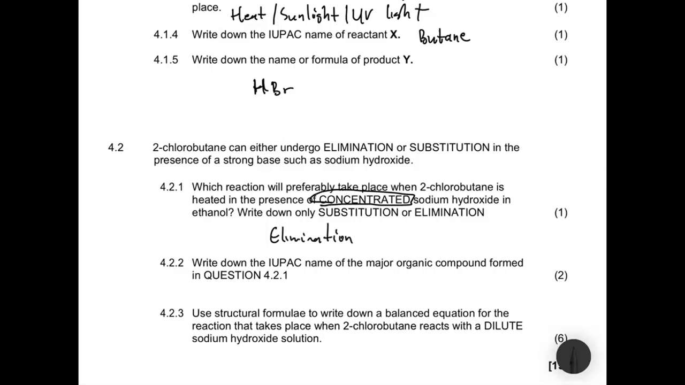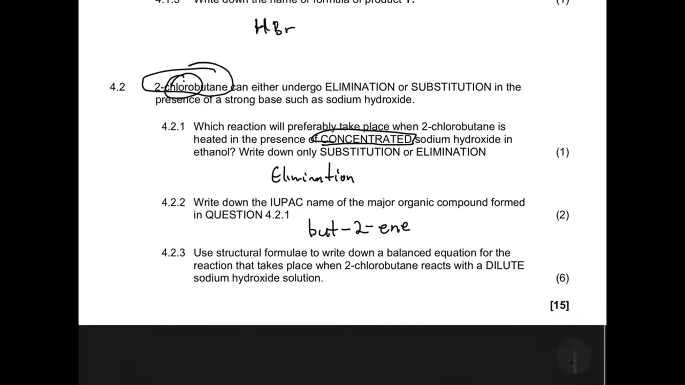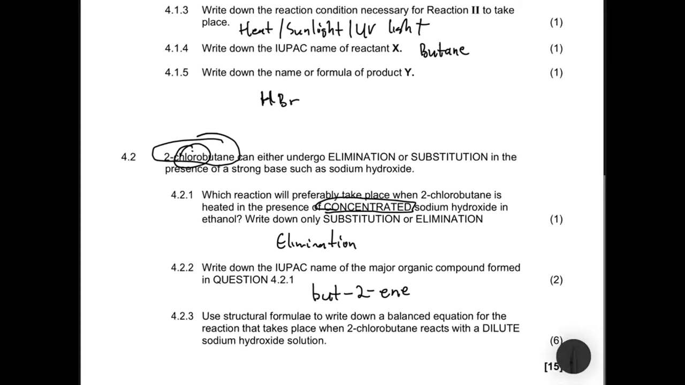And then 4.2.2 says write down the IUPAC name of the major compound formed in 4.2.1. So we had 2-chlorobutane, right? And it is going under elimination. So when it goes under elimination, we are going to lose the chloro, right? And we're going to be left with but-2-ene. So 4.2.2, we have but-2-ene.